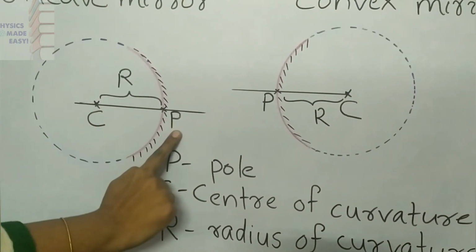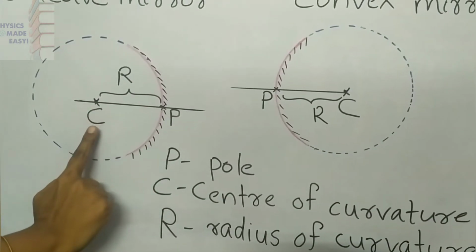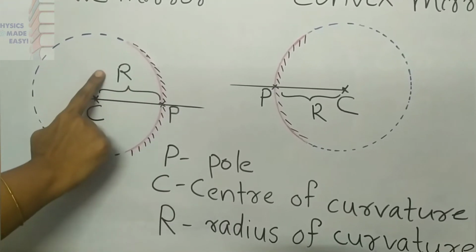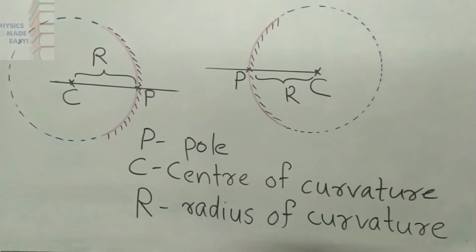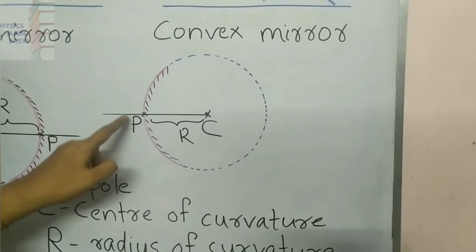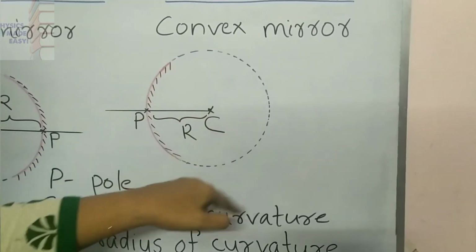So P is the pole, the center of the mirror, and C is the center of curvature. The distance between C and P is the radius of curvature. In the case of a convex mirror, it is the same. Here you can see the reflecting surface is curved outwards, that is a part of a sphere.